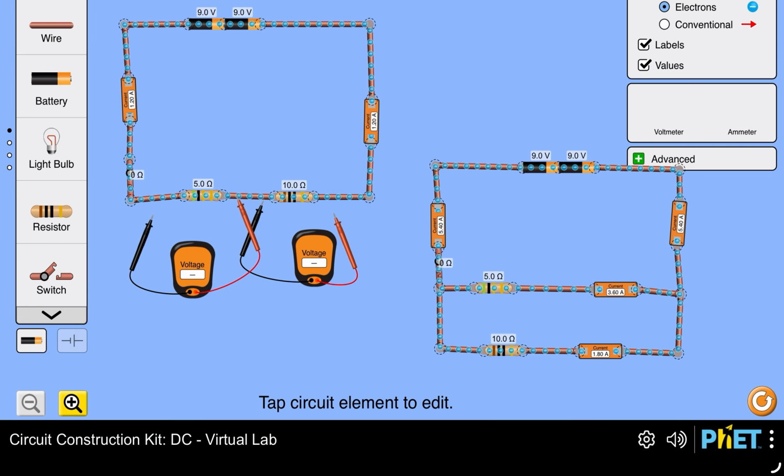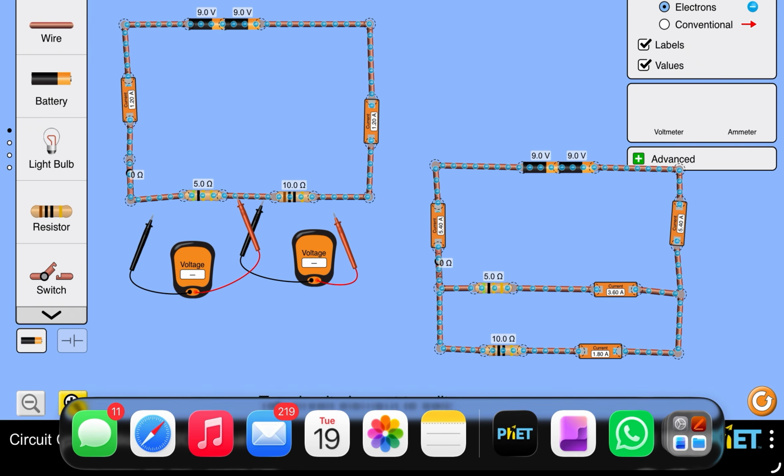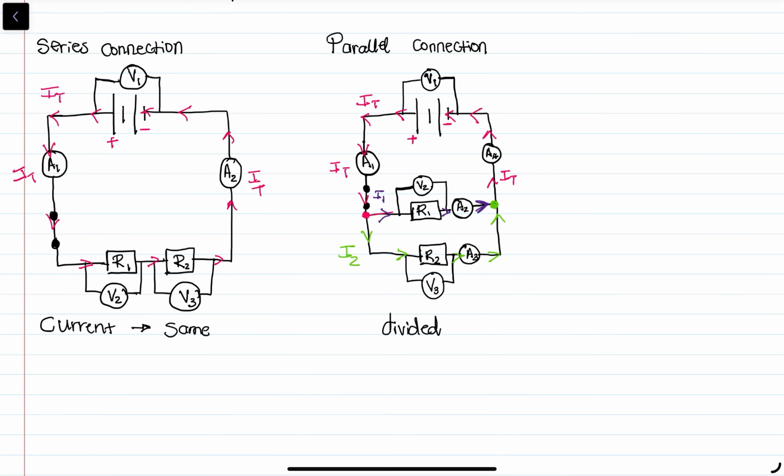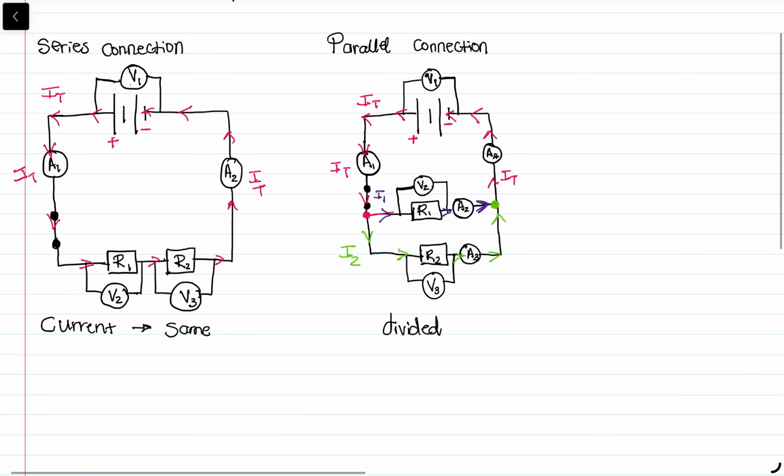So I hope you understood about the current. So the next thing that I want us to talk about is the energy, which is the potential difference. So the potential difference is the voltage. If you look at V1 here, V1 is hugging the battery.